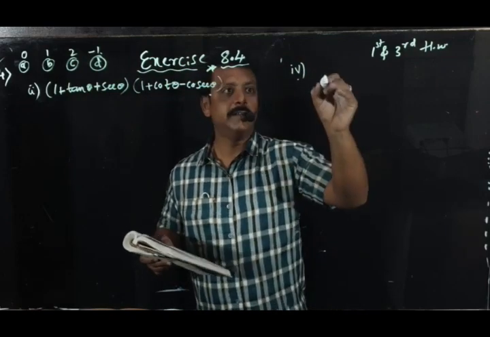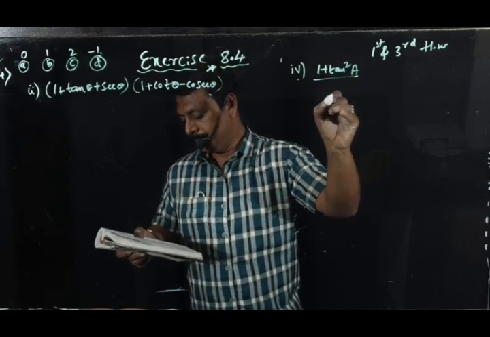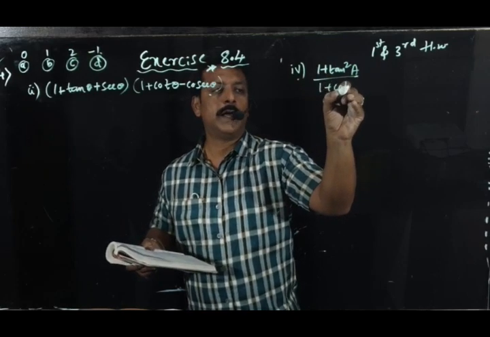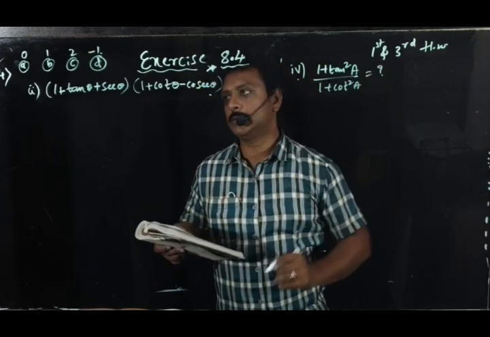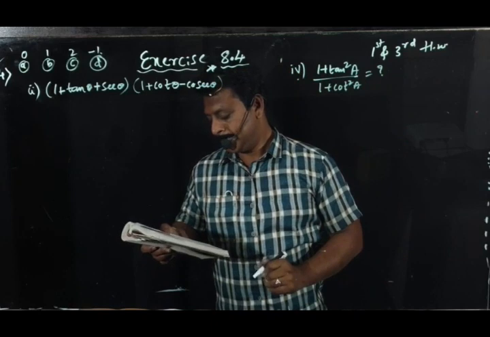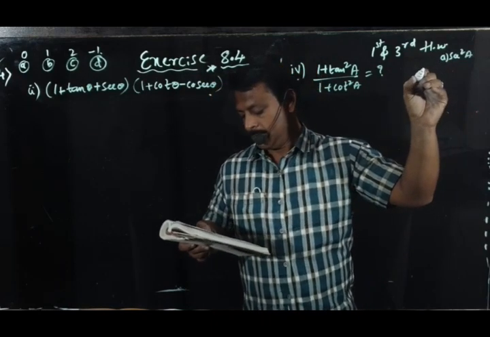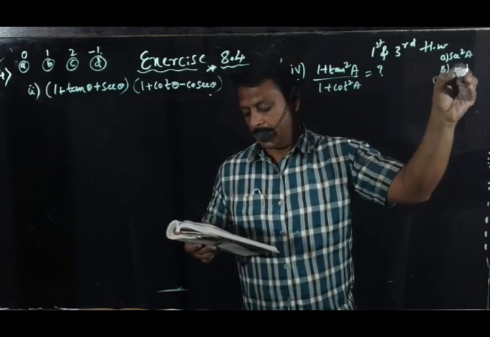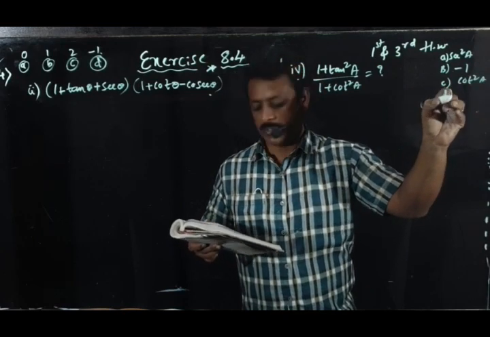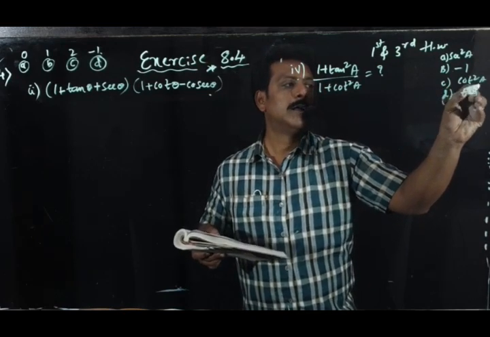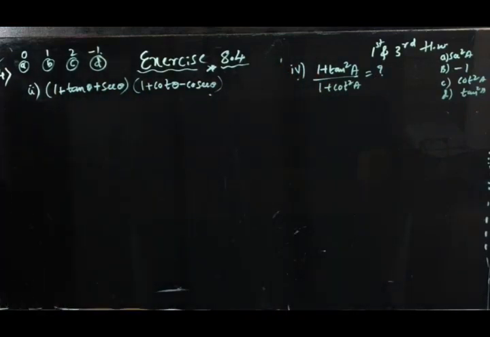And as I promised, I will take the fourth one also from the fourth main question. The fourth question is: 1 plus tan square A divided by 1 plus cot square A. Like this they have given. This is equal to what? That is their question. Options: A option is sec square A, B option is minus 1, C option is cot square A, D option is tan square A. So here also very shortly we will come to know which option is correct.